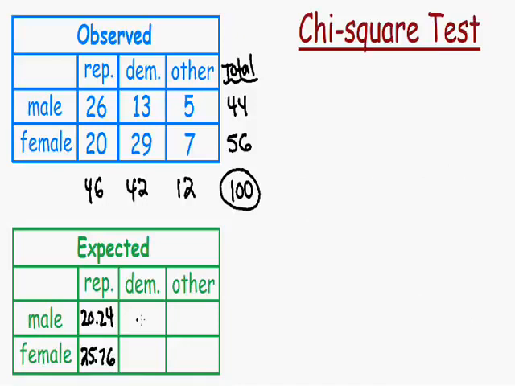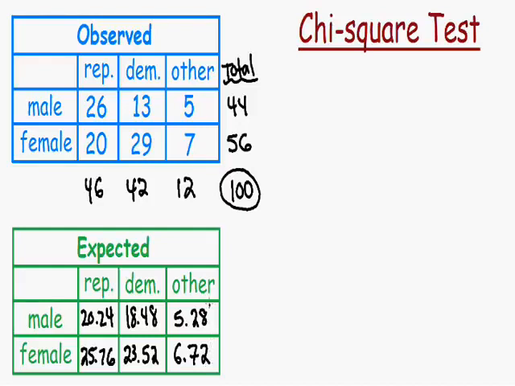So I think you get the idea by now. To get the expected value of male Democrats, you would just multiply the total number of males times the total number of Democrats, all divided by the grand total. So just to save a little bit of time, I'm just going to fill in the rest of the expected values and not do all of the calculations. So as you can see, now we have filled in the rest of the table with our expected values.